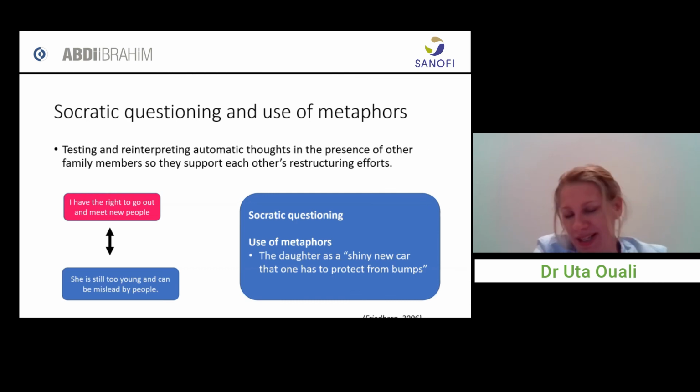Friedbeck, for example, would use the metaphor that the daughter is perceived by the parents like a shiny new car that is very important and very precious to them, and that one has to protect from bombs, that you would always like to keep in the garage and only take out for special occasions. Whereas the daughter thinks, no, I want to drive this car, take it out on bumpy roads and try it out.